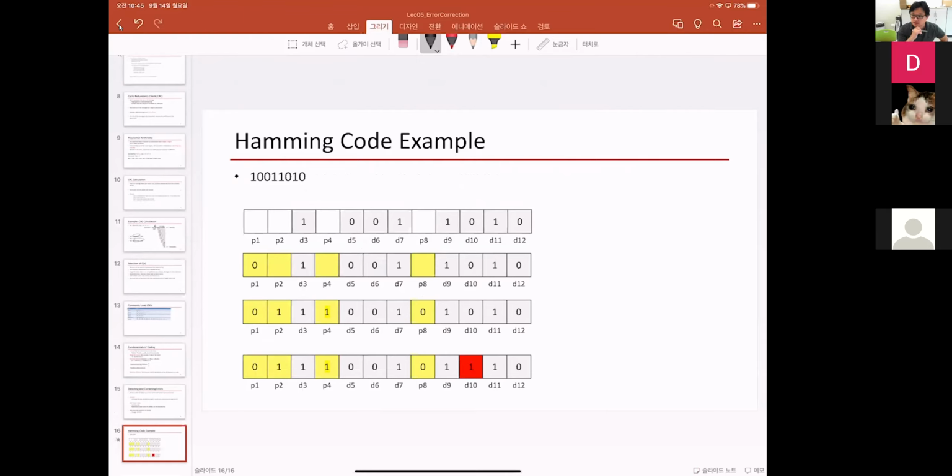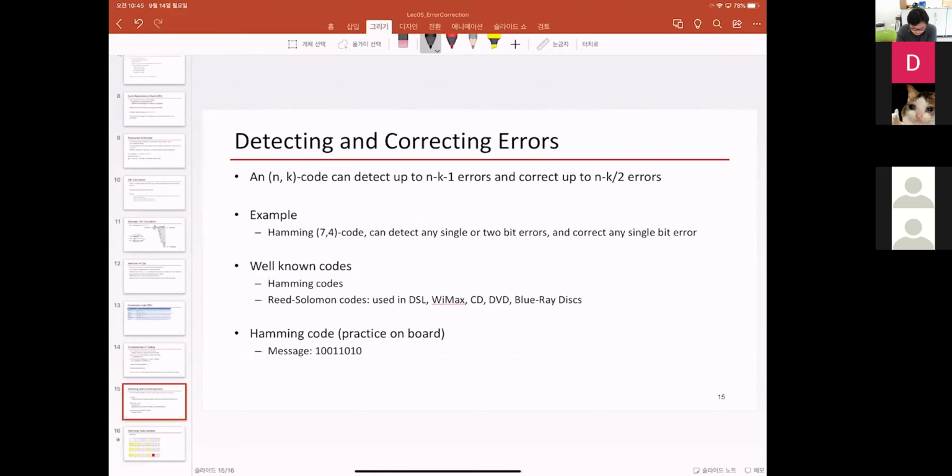I have a question on the previous slide. Can I ask you a question right now? Sure. What are the N and K of the Hamming code, like in the previous slides? This one, the N and K code.